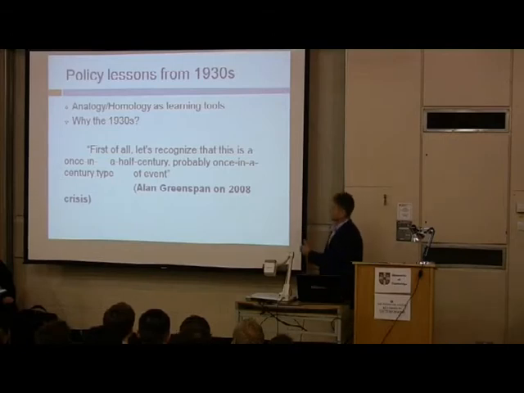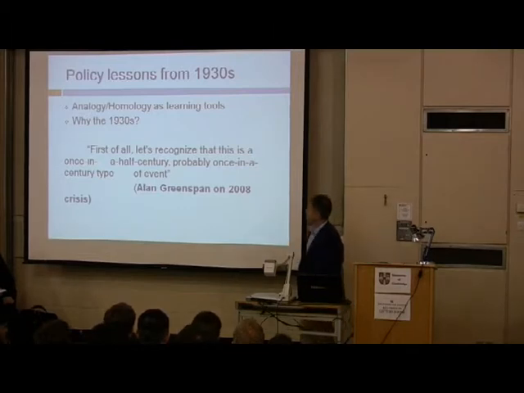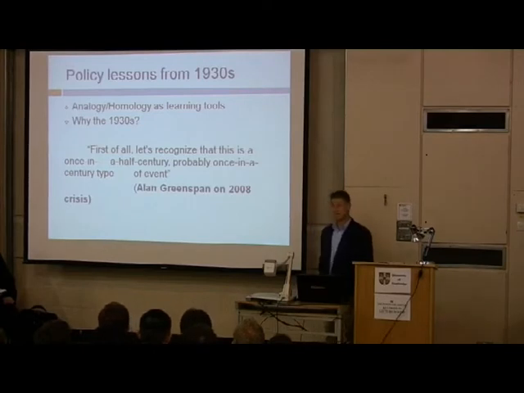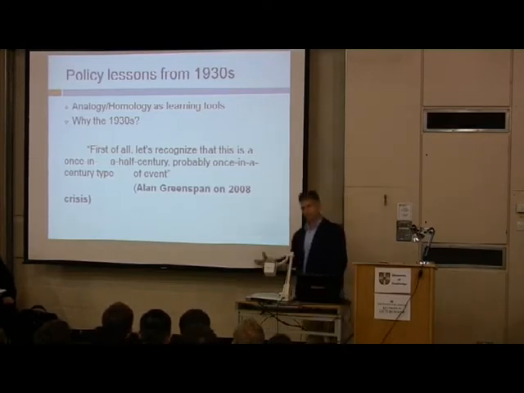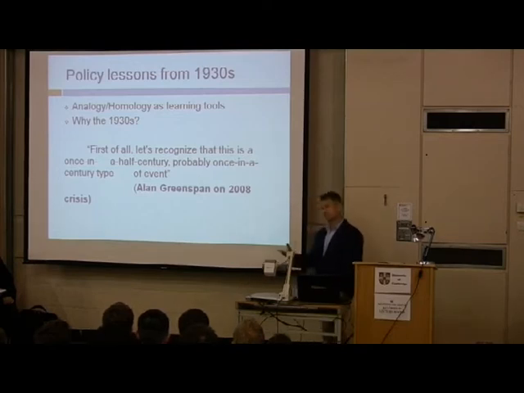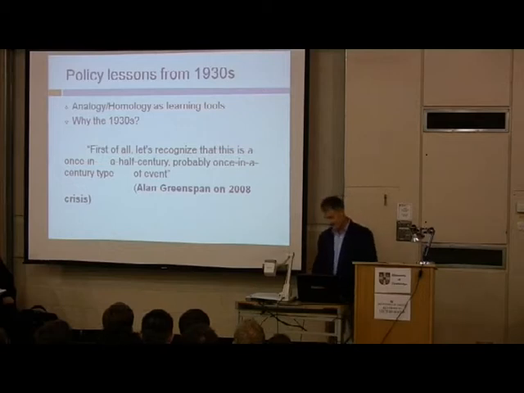Alan Greenspan, when the events first struck, rationalized it. First of all, let's recognize that all this is a once in a half century, probably once in a century type of event. So to draw any lessons about what's going on, we have to go back. And the 1930s being the nearest, we tend to go back to that kind of event.